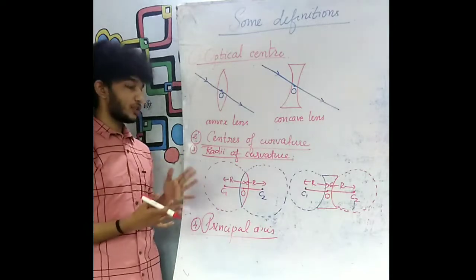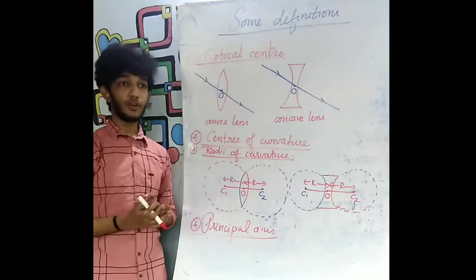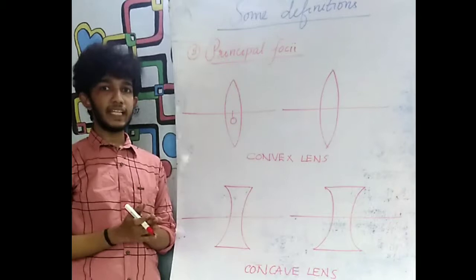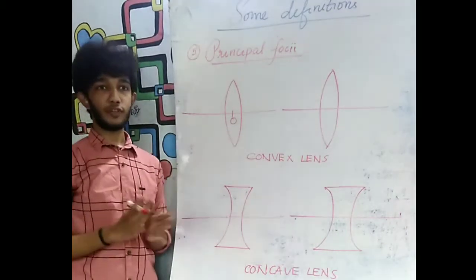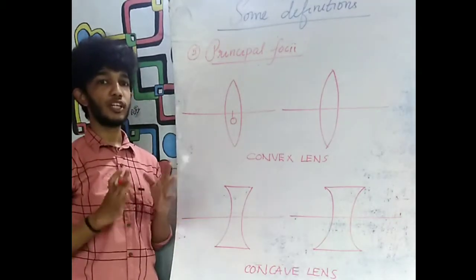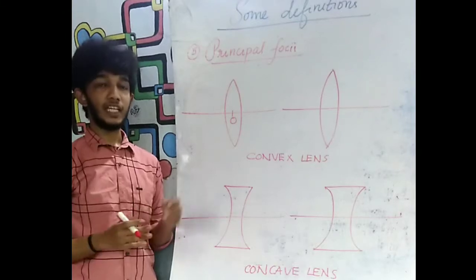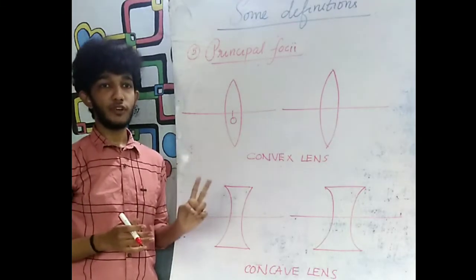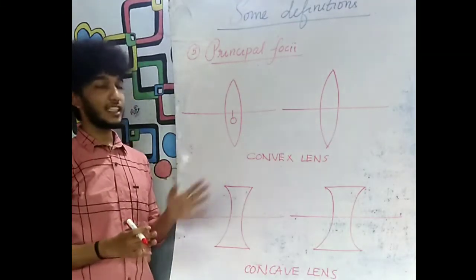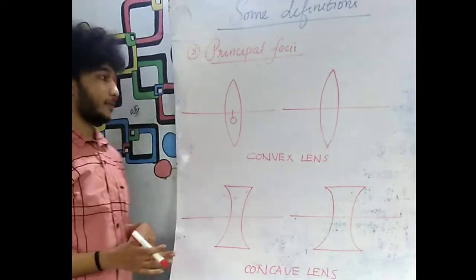Next, we shall be moving on to the fifth term, that is principal foci. Why foci? Foci is the plural of focus. There will be two principal foci in the case of a lens. That is why we say principal foci.